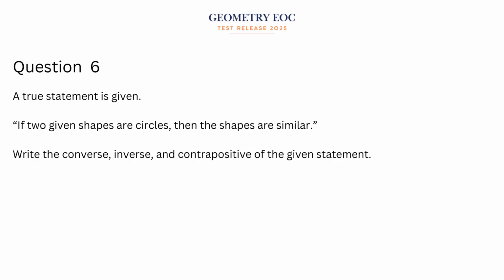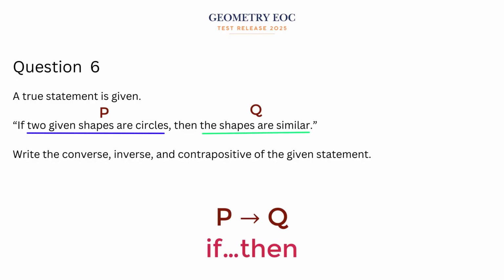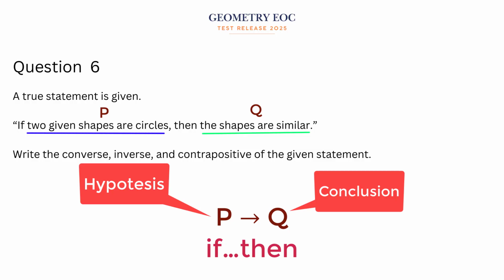Let's apply that. We're given this statement. If two given shapes are circles, then the shapes are similar. Let's label it. Let P be: two given shapes are circles. Q: the shapes are similar. So the original statement is P implies Q. If P, then Q.